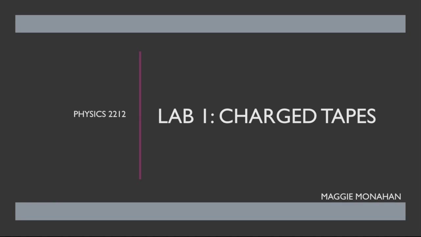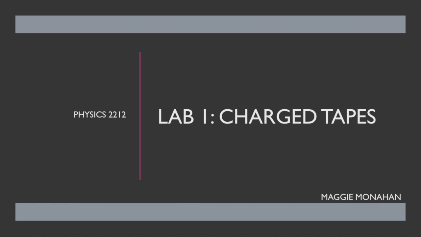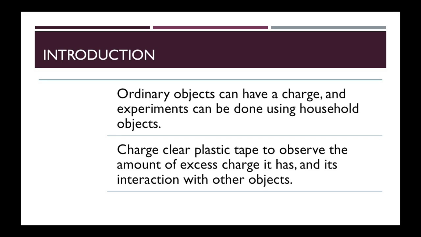Hello, my name is Maggie Monahan, and this is my lab report for Physics 2212, Lab 1, Charged Tapes. For this lab, it is important to note that ordinary objects can have excess charge, and there are experiments that can be done with household objects to observe this. In this lab, a clear piece of plastic tape is charged, and its interactions with other objects are observed. Then, the amount of charge on the tape and other calculations are performed.